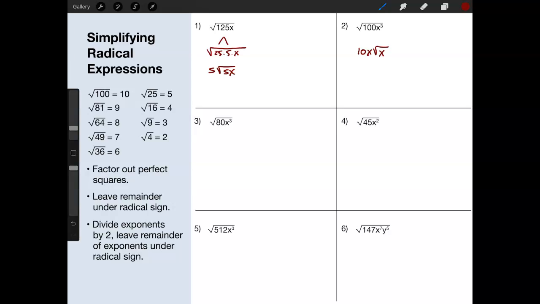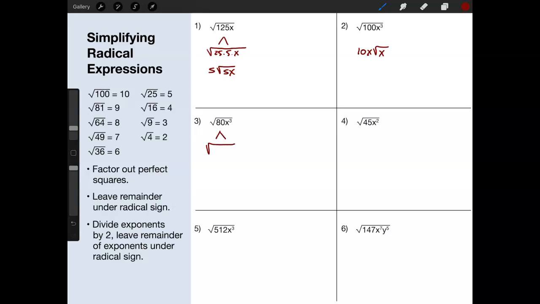For example number 3, we have 80x cubed. I want to look at all the perfect squares that are even numbers. 64 will not go into 80 evenly. 36 does not go into 80 evenly either. But if you look at 16, it goes into 80 evenly 5 times.